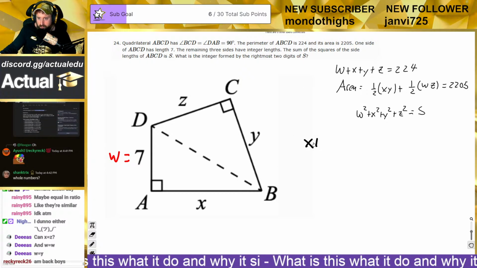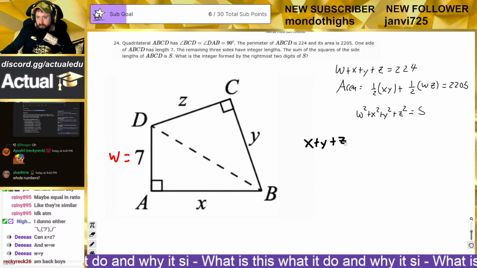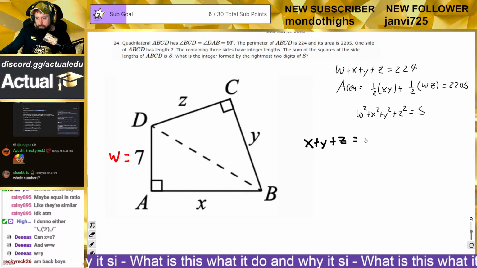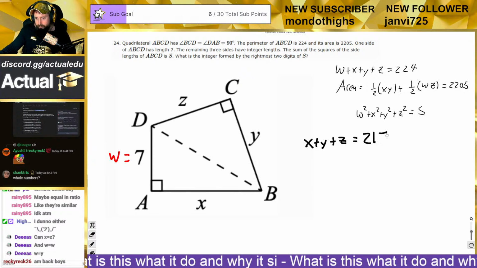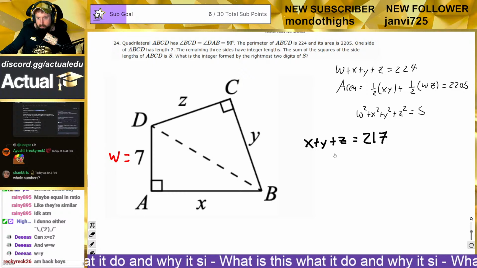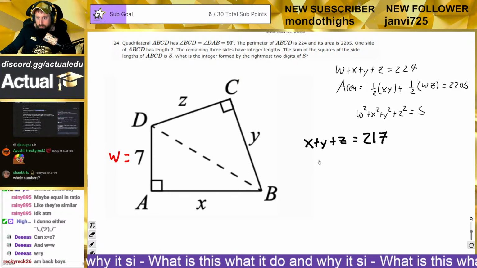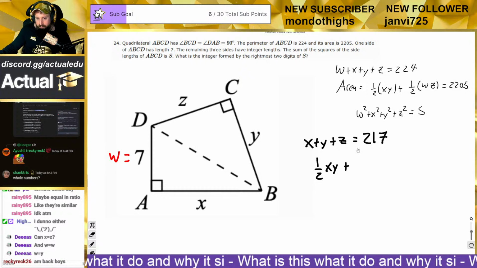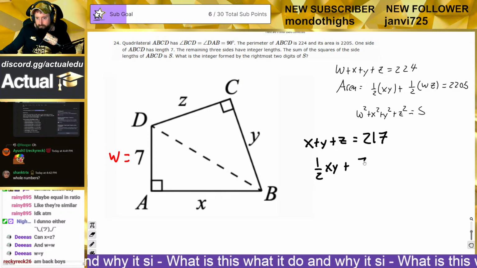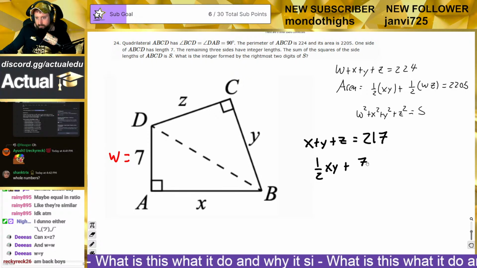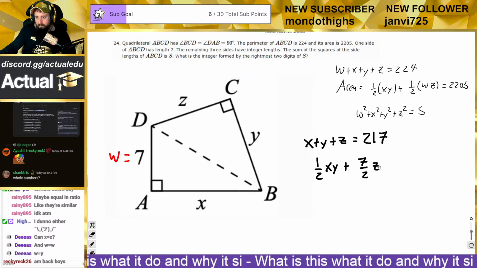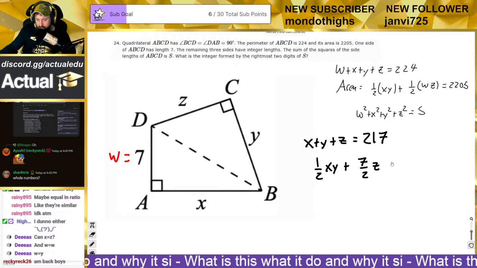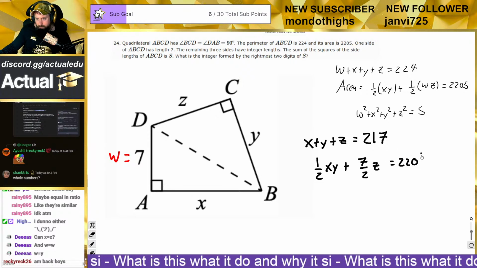Okay, here. X plus Y plus, let's substitute W for 7, has to equal 217. And then that means that 1/2 XY plus 7/2 Z has to equal 2205.